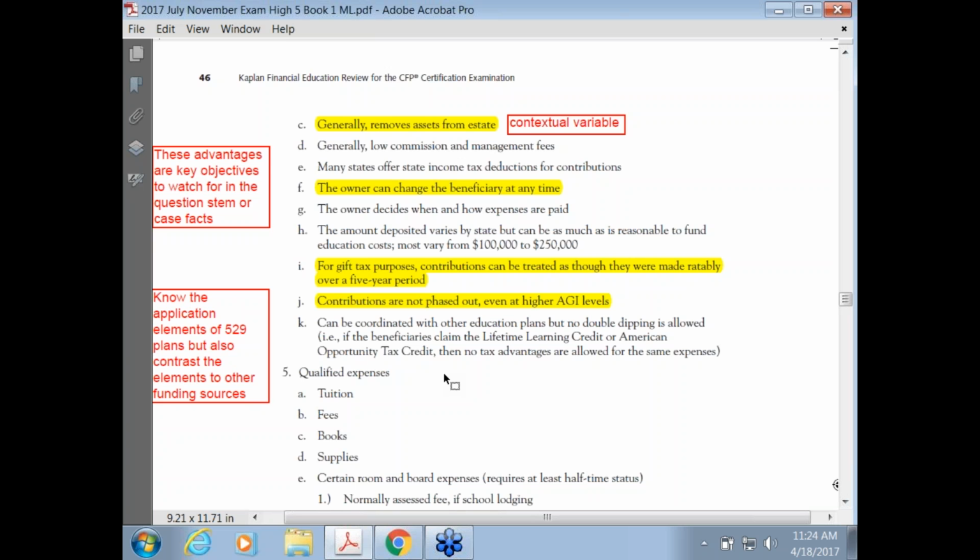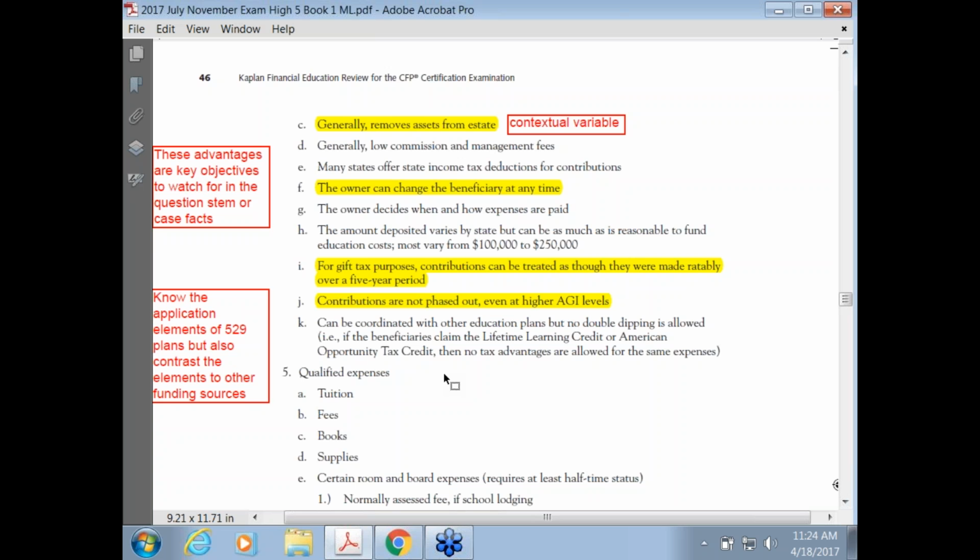You can change the beneficiary. So I would be watching in the question stem, how do they feel about this child ultimately indeed going on to college, or sometimes the conversation goes to qualifying for a scholarship, an athletic scholarship or an academic scholarship. Well, what can you do then? Are you stuck? No, they can change the beneficiary.